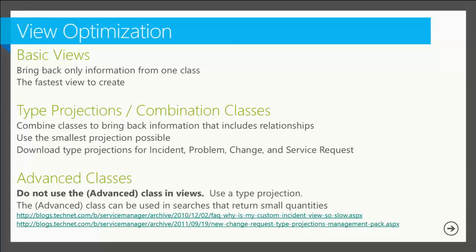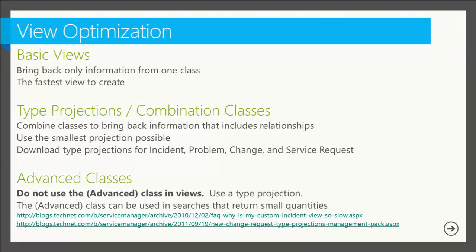Also, use the most basic view type you possibly can. If you're using basic views, you're returning data from only one class or a slight collection of classes. If you're using combination classes, you're going to want to use the most specific combination class possible. If your combination class is the advanced class, your performance is going to be terrible, because the advanced class is like, give me everything in the database and return it to me all at once, and then I'll filter it. I see that all over the place. When people are having bad performance, it's because they use the advanced classes.